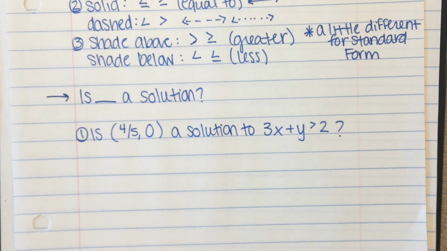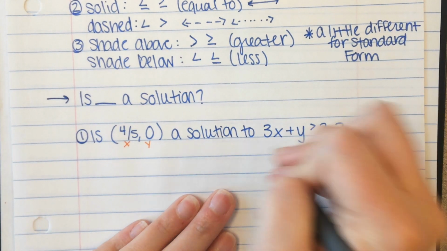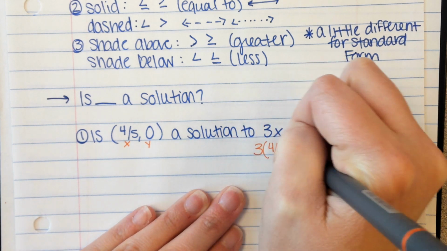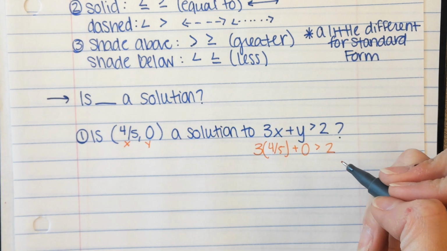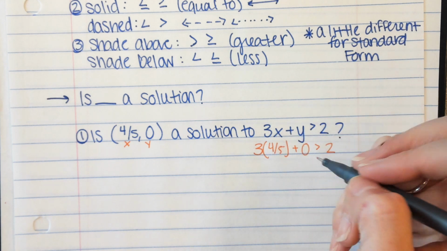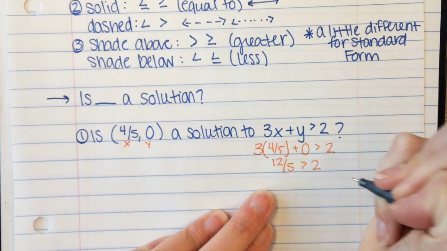Is the ordered pair 4/5, 0 a solution to 3x plus y is greater than 2? Now, if you had a graph, you could look at the graph, find this point and see if it's in the shaded region or not. Okay, but algebraically, we're just going to plug in the values and see what we get. So this is our x, this is our y. So we're going to plug those in. So 3 times 4/5 plus 0 is greater than 2. Okay, 3 times 4/5, that's 12/5. It's greater than 2.